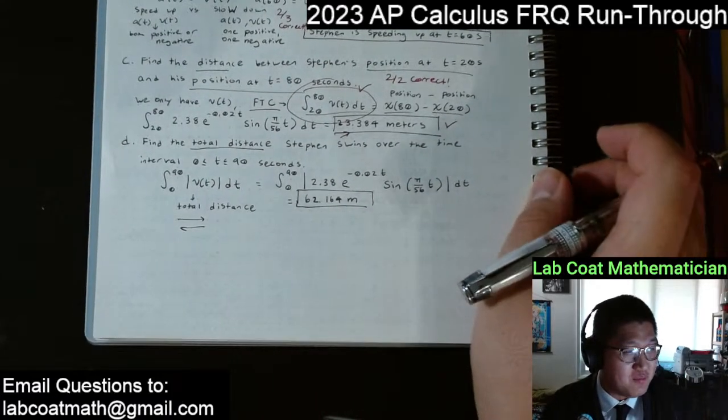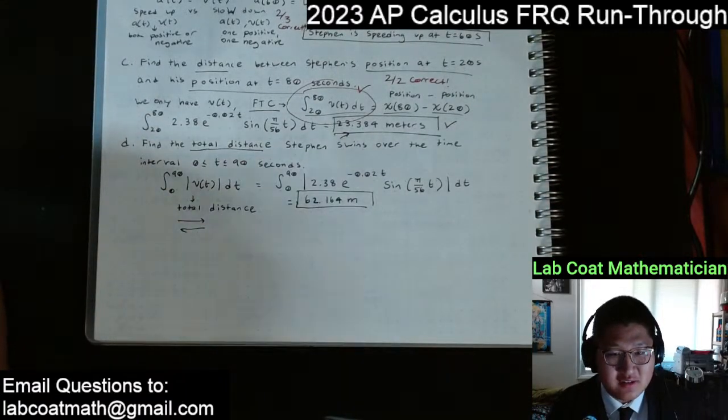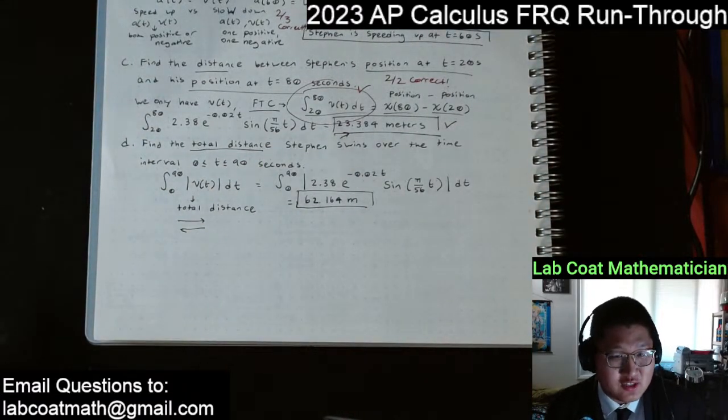But with that, we should be finishing up our corrections with part D right here, where we want to find the total distance.